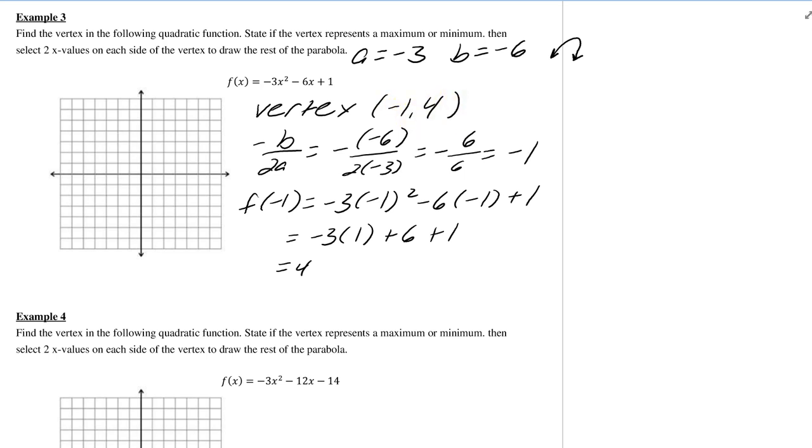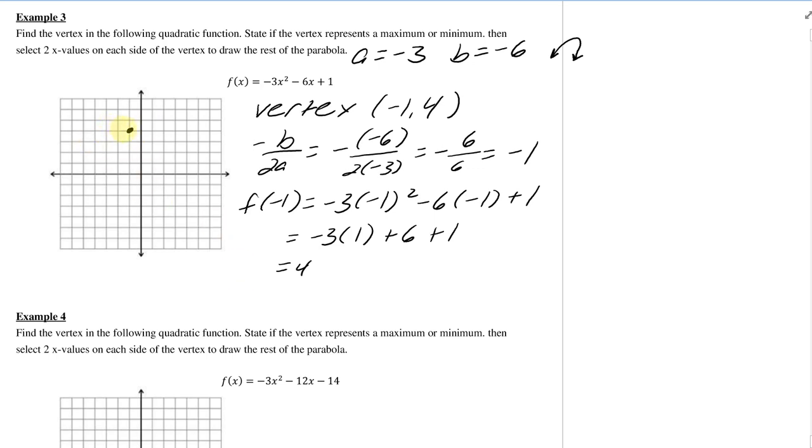What I want to do first is plot this point, because this will help to center me for the rest of this exercise. So let's plot (-1, 4): 1, 2, 3, 4. Remember what we know about this: it's going to open down, right? Now what you have to do is figure out a couple more points around this.